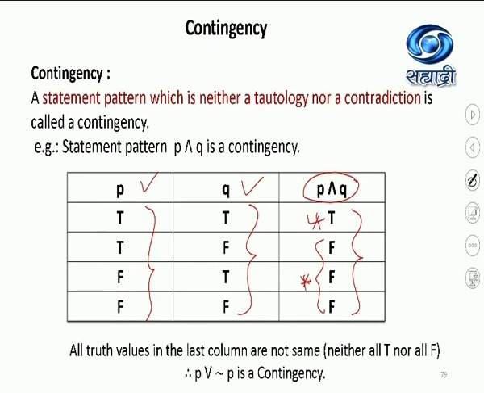So I'll repeat it in short. Tautology is denoted by small letter t: all entries in the last column are capital T. Contradiction is denoted by small letter c: how do we get it? Because all the entries in the last column are F. And what is contingency? All the entries in the last column are neither all T nor all F. They are a combination of T and F. It becomes a contingency. There is no symbol used for contingency.